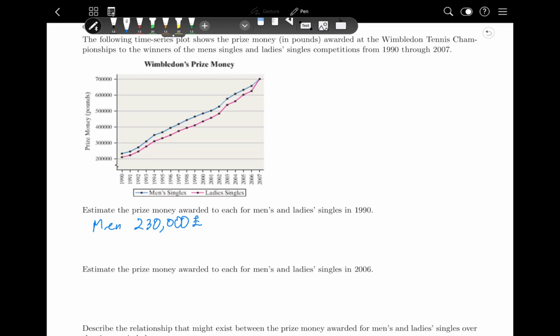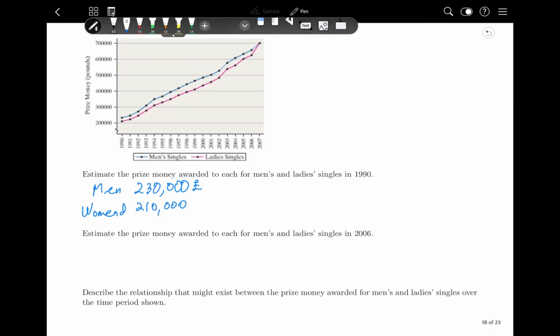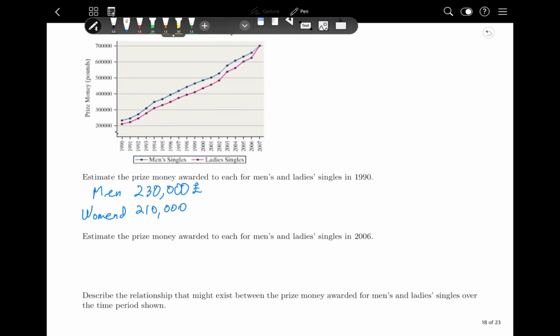I believe the symbol for pounds is kind of a little L like that. I might have that backwards. And for women, it looks like it's about 210,000. You just need to be in that general vicinity. Okay? Now do it in 2006. In 2006, it looks like for the men, it was about 650,000. And for the women, it's about 620,000.